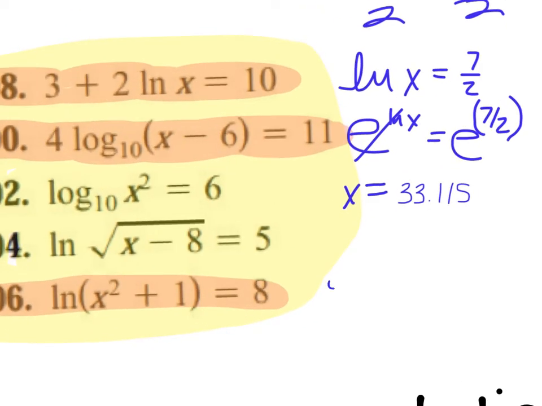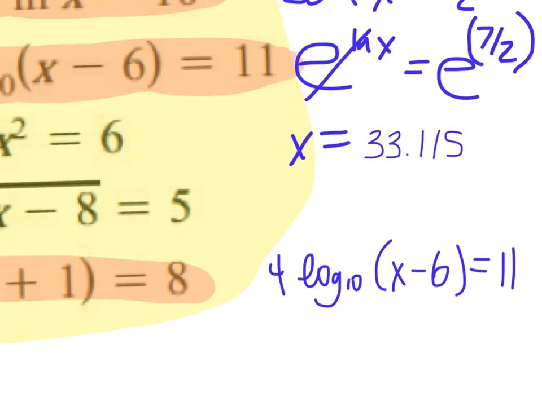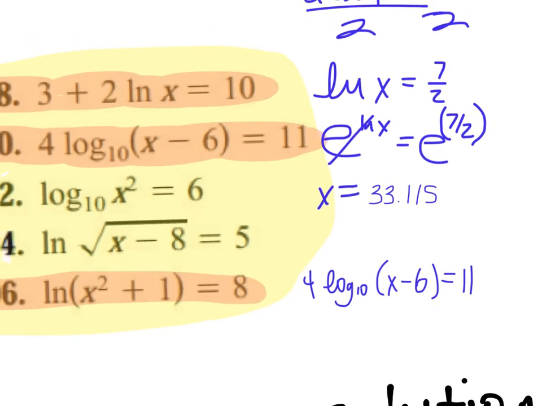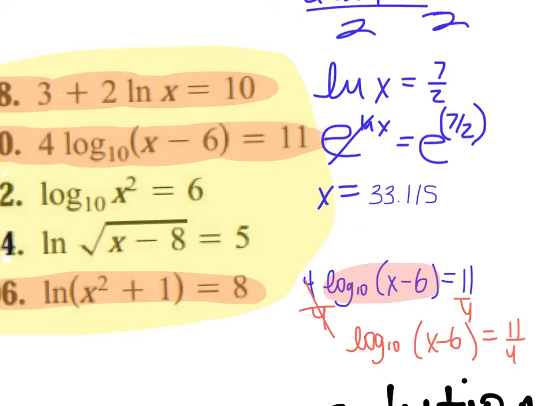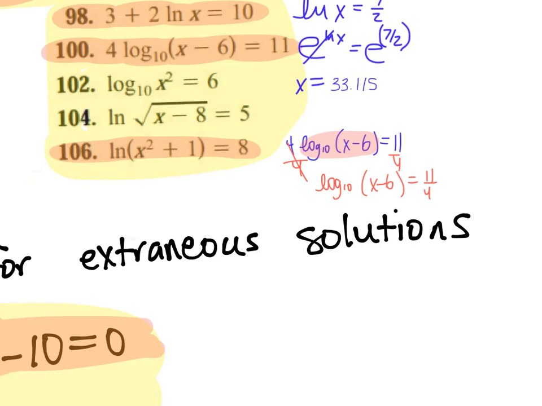So if I look at 100, I have 4 log 10 x minus 6 equals 11. Guys, what if there's no little number right there? If that 10 wasn't there, what do you assume it is? 10. Okay. So I want this log all by itself before I can do anything. What do I do? Divide by 4. So I have log 10 x minus 6 equals, I'm just going to leave it as 11 over 4. You can give me the decimal, it's fine.